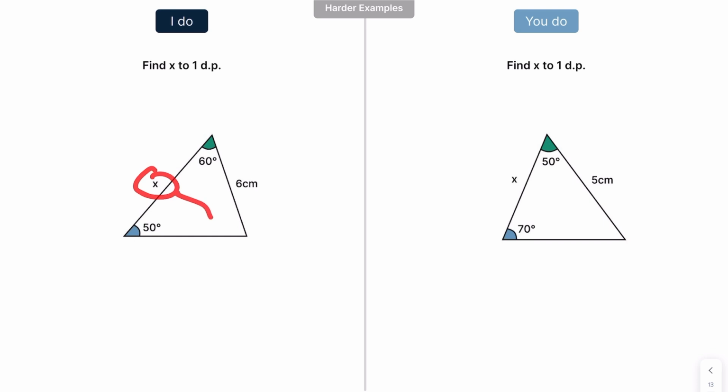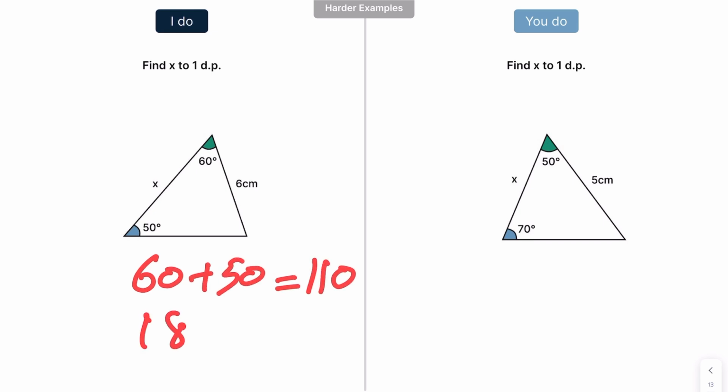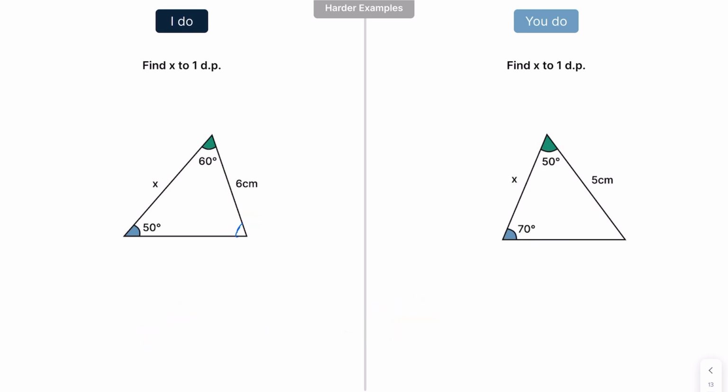So we can't start here because we've got two missing bits of information. But what do we know about triangles? Well, angles in a triangle add up to 180. So if that's 60 and that's 50, we know that 60 plus 50 is 110. And if I do 180 take away 110, I get 70. So I know this angle here is 70. So let's write that in.